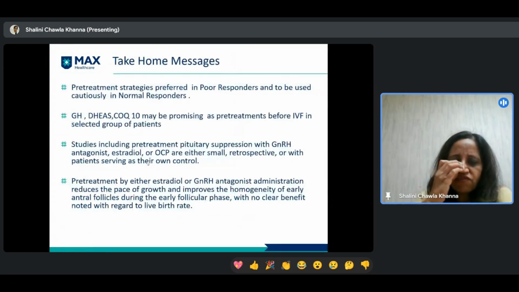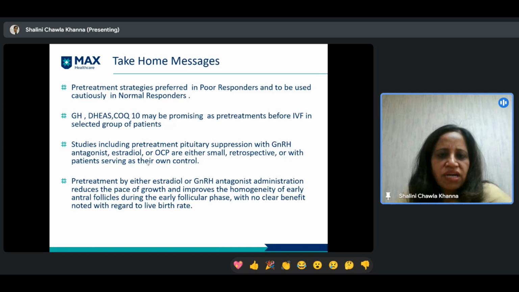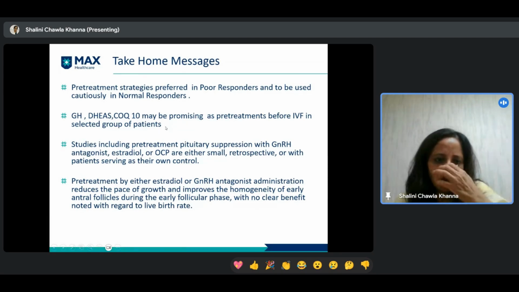With this, I think I have covered the majority of the drugs that we use. The take-home message is that pre-treatment strategies are preferred in poor responders and to be used cautiously in normal responders. Growth hormone, DHEAS, CoQ10 may be promising as a pre-treatment before IVF only in a selected group of patients, which I mentioned earlier. Studies including pre-treatment pituitary suppression with GnRH antagonist, estradiol or OCPs are either small, retrospective, or with patients serving as their own control.